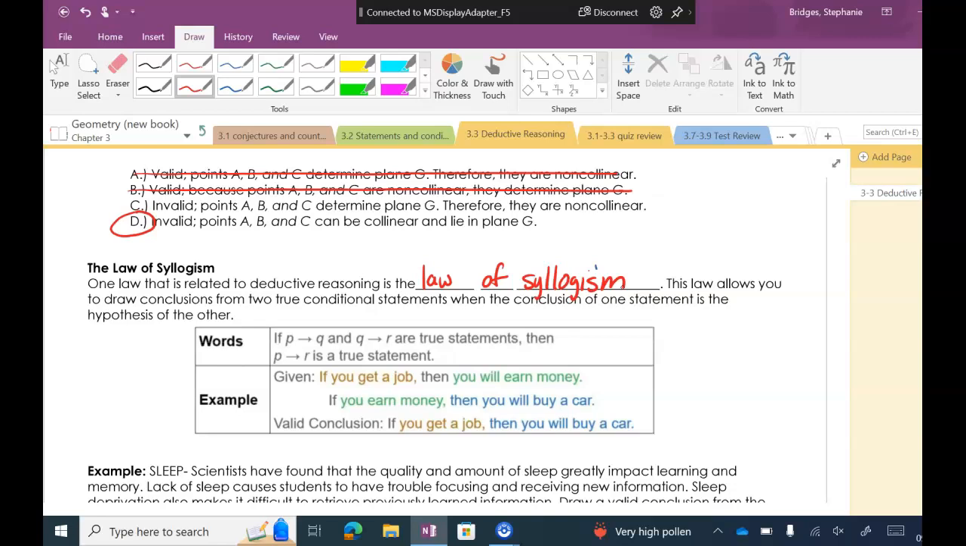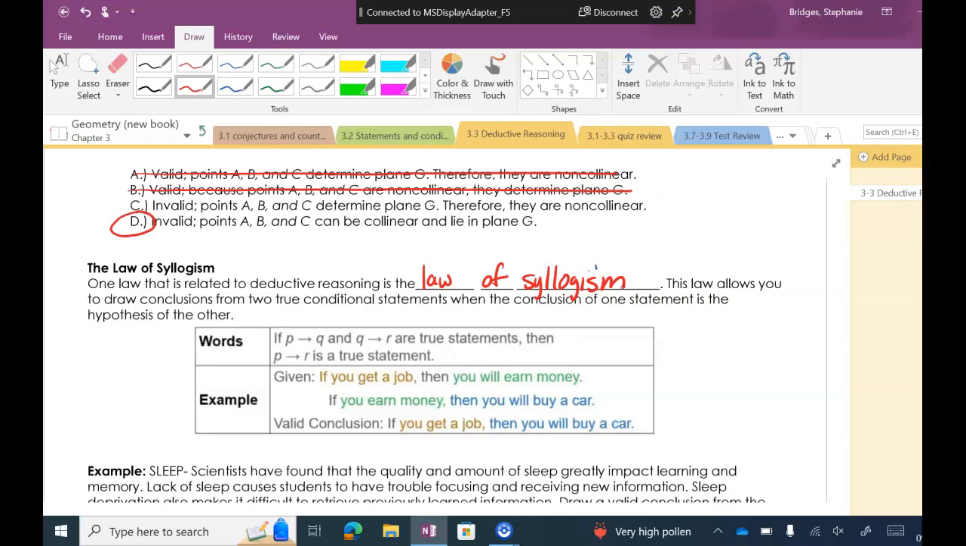Okay, if P, thank you. If Q, then R. So if P, then, you see how these are the same? We can leave those out and just say, then R. And that's what that says right there.